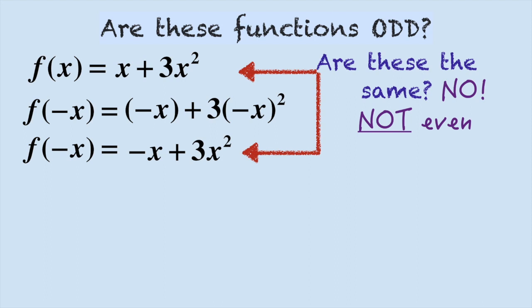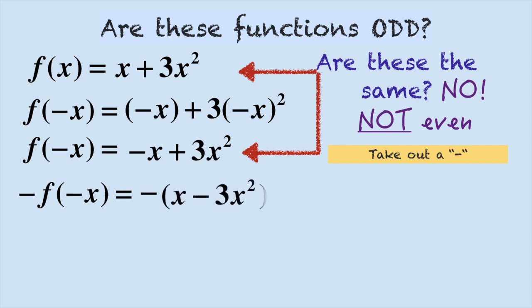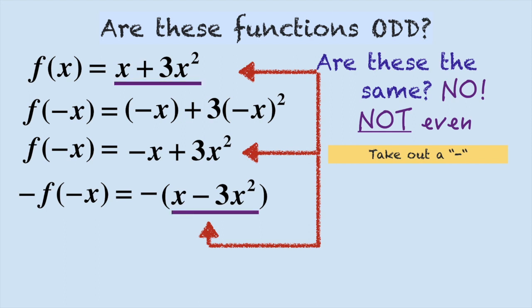That means that we're going to keep going and see what happens if we take a minus out of the front of f of minus x. We are now going to factorize out a minus from our last line of working. And what do you get? If you factorize out a minus, you get minus, brackets, x minus 3x squared.